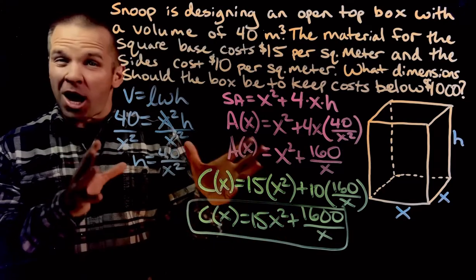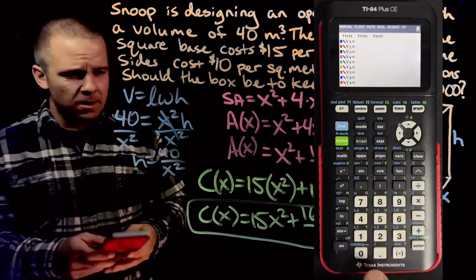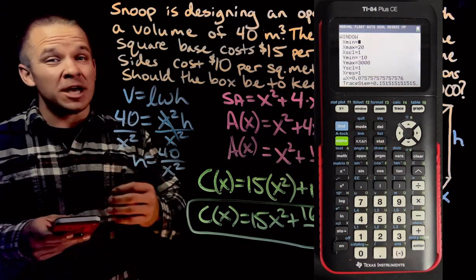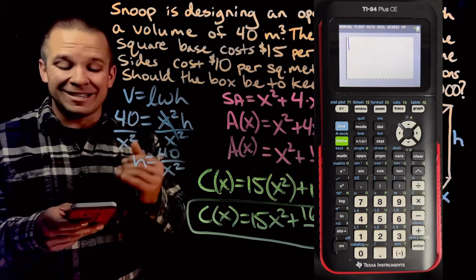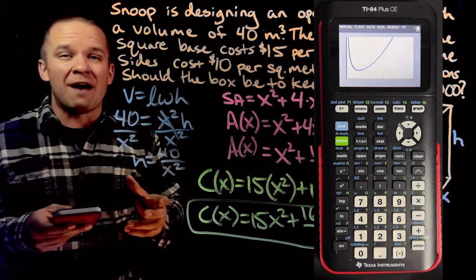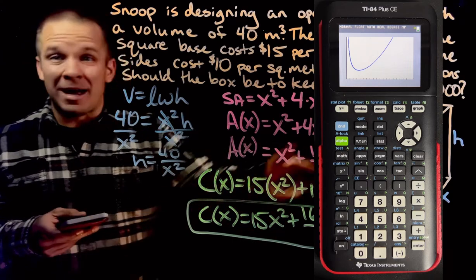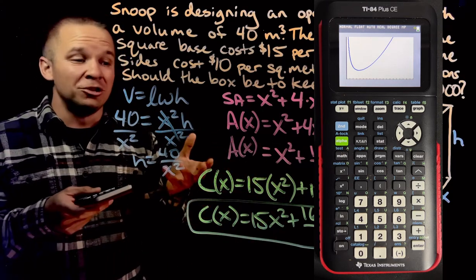So now we have a nice cost function. We can bust out that TI, plug it in, and graph it. Now you can see my window settings there in case you need to adjust yours. It's okay if yours is a little bit different as long as you can see what I'm about to see here. And that is a portion of a rational function's graph. I'm only worried about that first quadrant there because that's where positive dimensions are going to occur, positive volumes are going to occur, positive costs, all the stuff we want to actually look at.